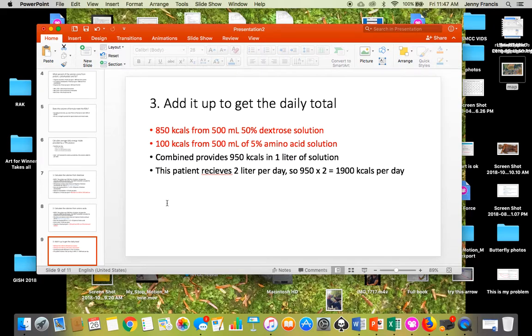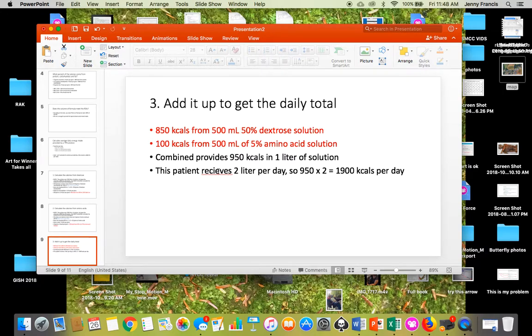Okay, now you're going to add up to get your daily total. In 500 milliliters of the dextrose, there's 850 calories. In 500 milliliters of the amino acids, there's 100 calories. So combined, that provides 950 calories in 1 liter of solution. Remember, this 500 plus this 500 is equal to 1,000 milliliters, and 1,000 milliliters equals 1 liter. So in that 1 liter of solution, the dextrose and amino acids, they are getting 950 calories.